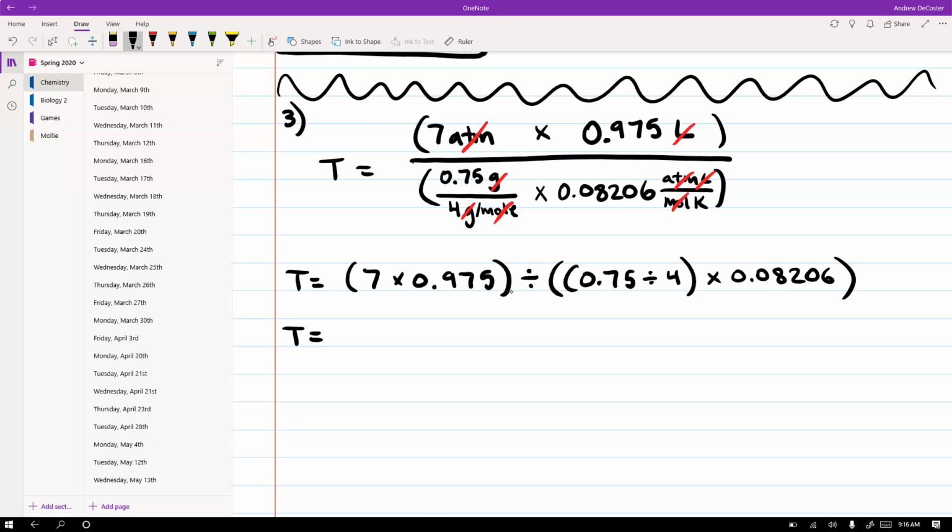So what's my answer going to be? So 7 times 0.975 divided by 0.75 divided by 4 times 0.08206. Okay, the answer that I got was 443.578, right? That's how it would round, because I got 787.